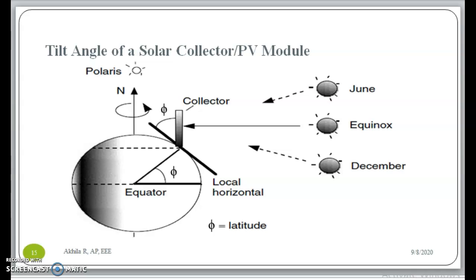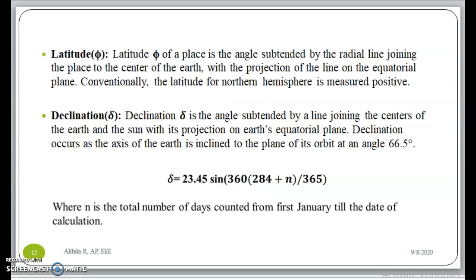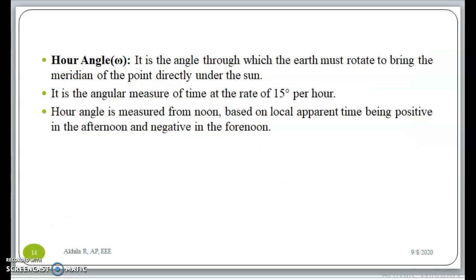Hello everyone. Yesterday we looked at the basics of solar and also discussed a few terms pertaining to the solar constant, and then we listed three angles of the sun and earth. So we discussed three angles, which were the latitude, the declination as well as the hour angle.